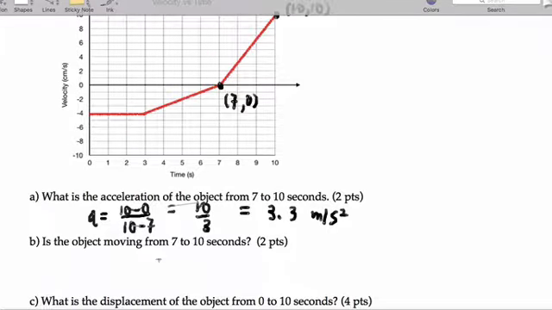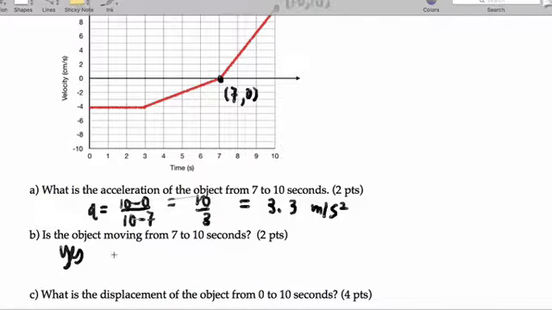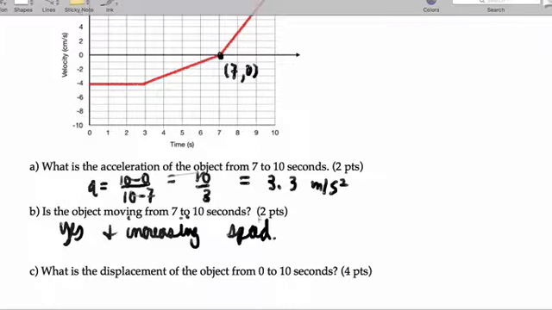Now, is the object moving from 7 to 10 seconds? Yes, it is, and increasing speed. Now that might be a little bit more than you need to write, but it's good for us to note that at least in a practice test.